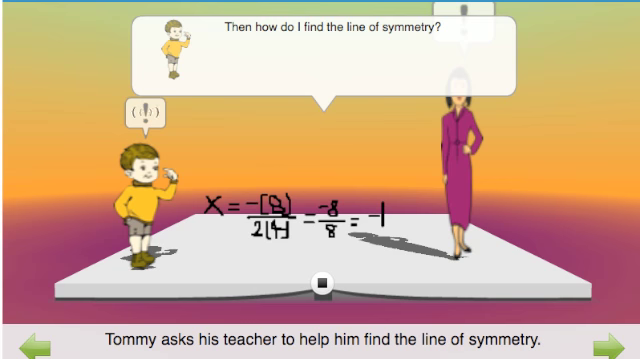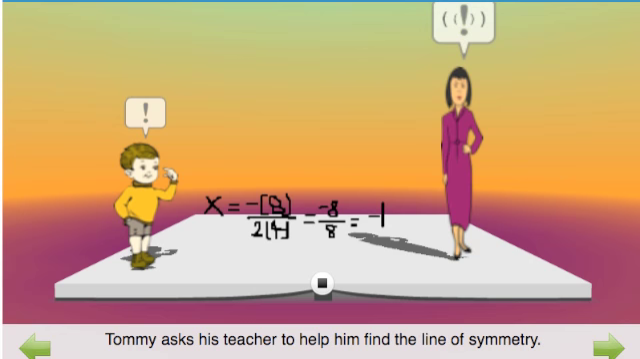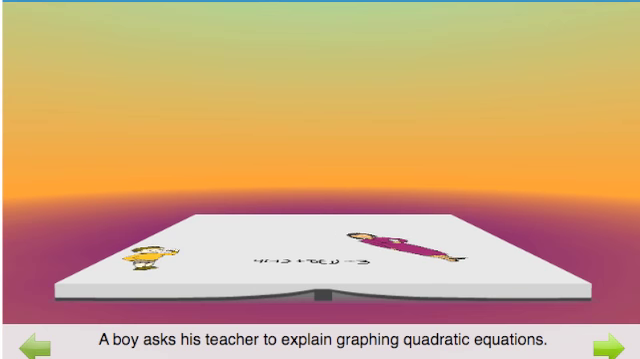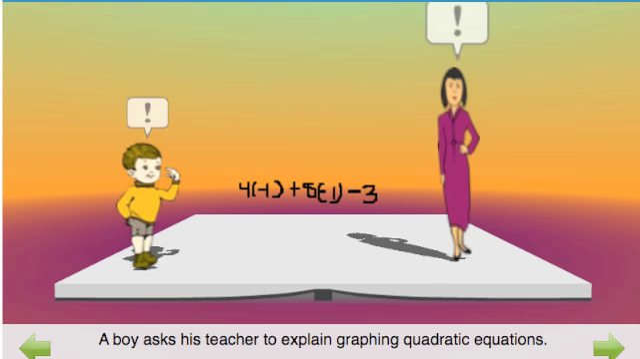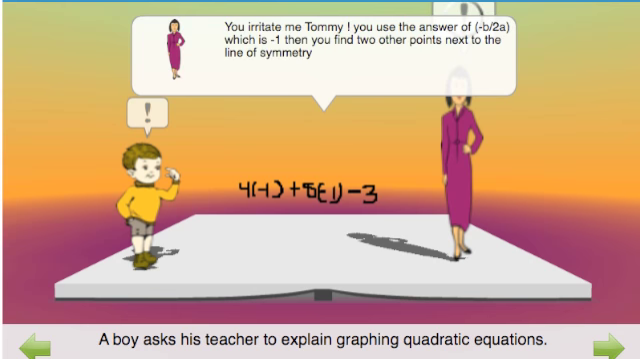Then how do I find the line of symmetry? My head's going to explode, Tommy. You find the line of symmetry by using -b over 2a. Thank you. Now how do I find the vertex? You irritate me, Tommy. You use the answer of -b over 2a, which is -1. Then you find two other points next to the line of symmetry.